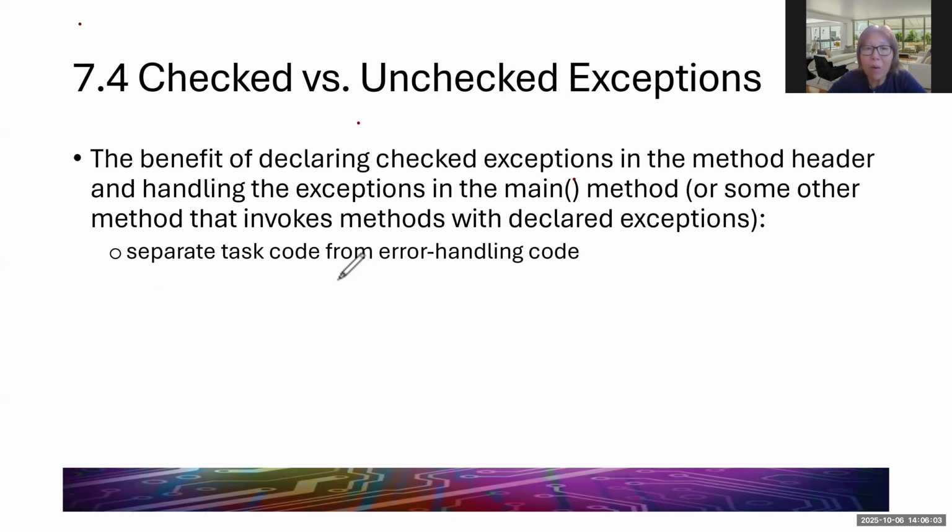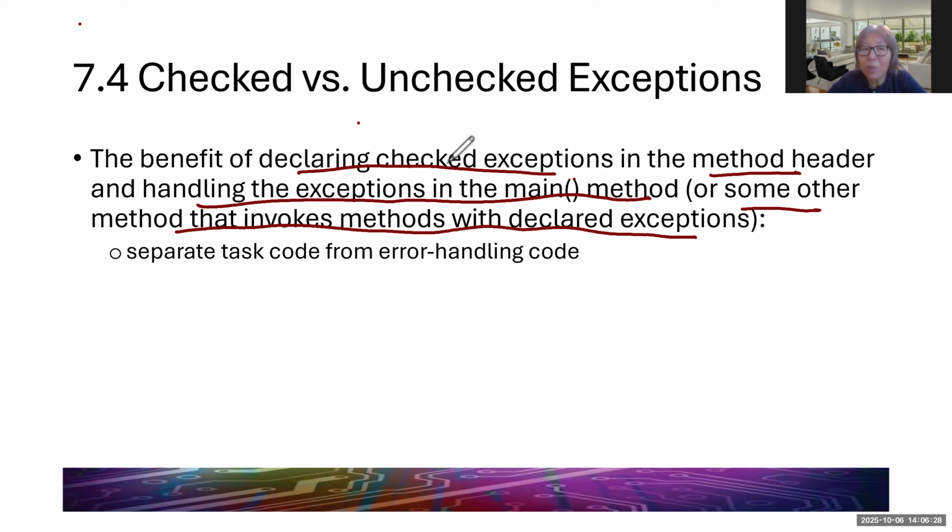Generally speaking, you may ask why the method header declares the checked exception. What's the benefit? Why don't we just handle it? In a lot of cases, we would like to leave the handling of the exception in the main method, or some other method that invokes the method with the declared exception. The benefit is this way we can separate the task code from the error handling code. We don't want to put all of them together.